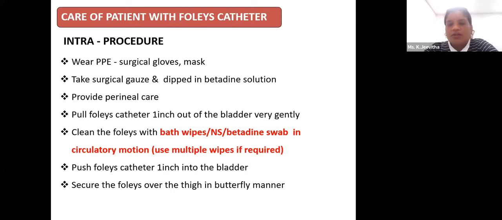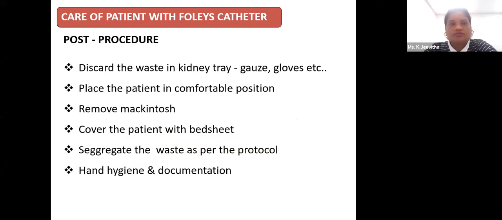After giving the care, you need to push 1 inch into the bladder. And always you have to secure the catheter with proper plaster. Discard the waste, place the patient in a comfortable position and cover the patient. As per the protocol, you have to segregate the waste. At last, you have to do hand hygiene and documentation.